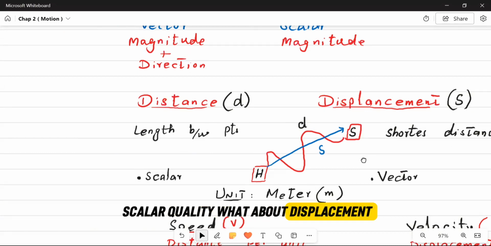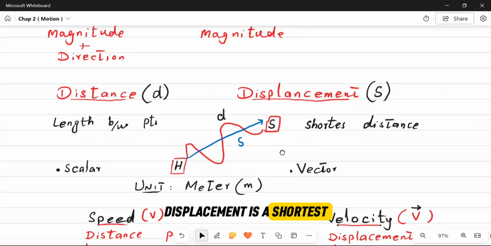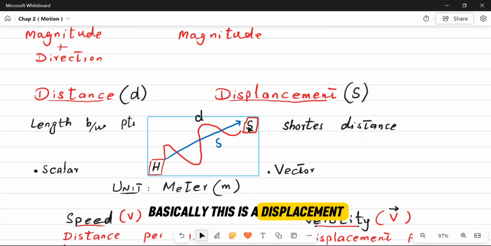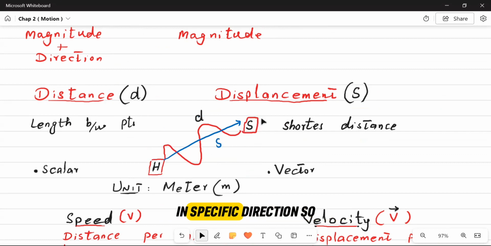What about displacement? Displacement is the shortest distance between 2 points. When you see the diagram, this is your house and this is your school. If you follow this red line, basically you cover the distance. But if you follow this blue line, basically this is the displacement. Displacement means the shortest distance between 2 points in a specific direction. So it is a vector quantity.